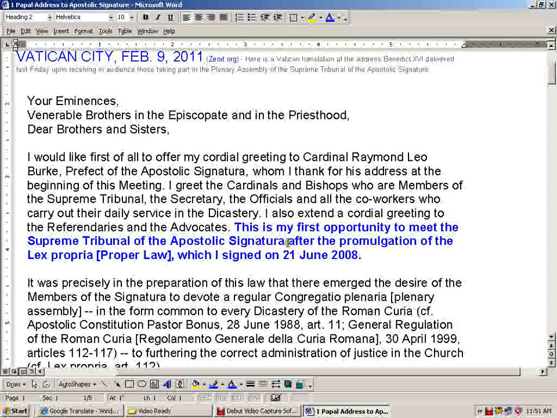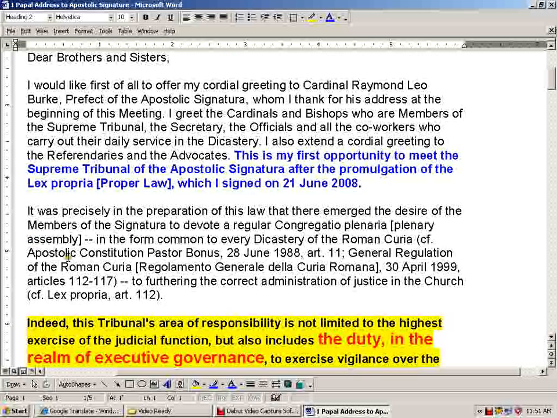This is my first opportunity to meet the Supreme Tribunal of the Apostolic Signatura after the proclamation of the Lex Propria, proper law, which I signed the 21st of June 2008. So this Lex Propria is the law that this Apostolic Tribunal works under. And so far I've only been able to find it in Latin. I haven't found an English version, only in Latin.